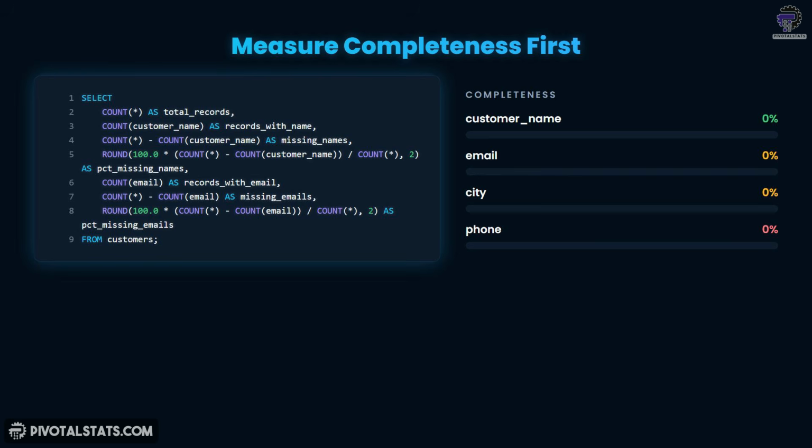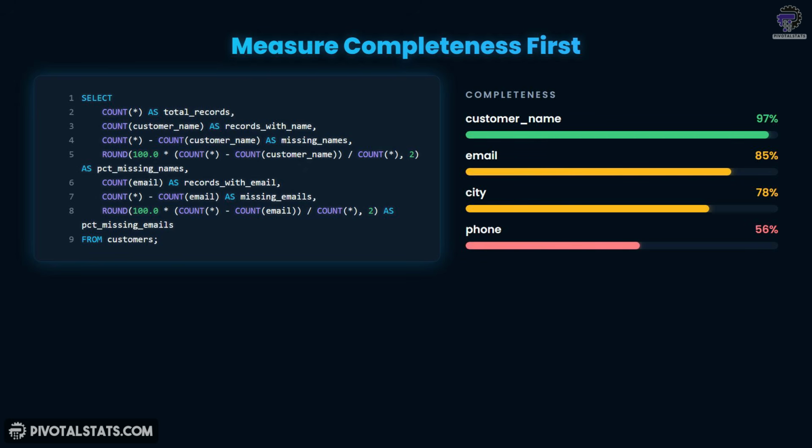This completeness query exploits a fundamental property of count in SQL. Count with a column name ignores nulls. Count star counts everything. So count star minus count of customer name gives you the number of missing names. Divide by total rows, multiply by 100, round to 2 decimal places, and you have a completeness percentage. Run this across every important column in your table.